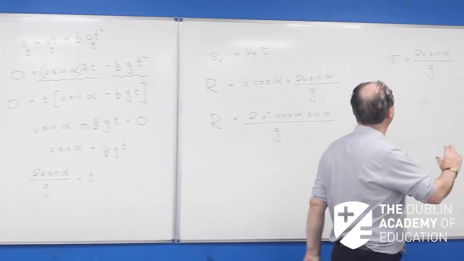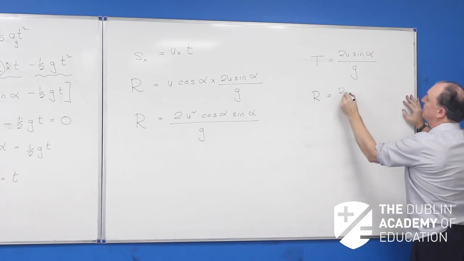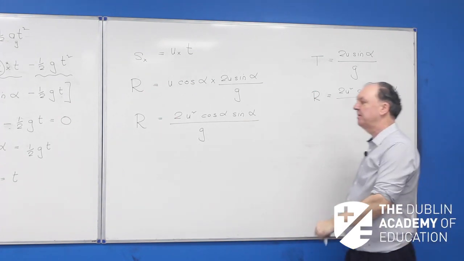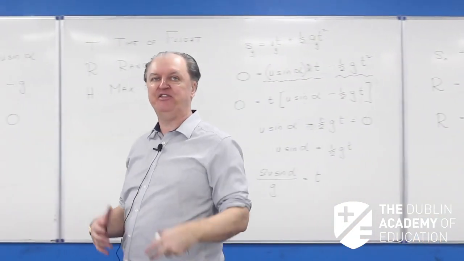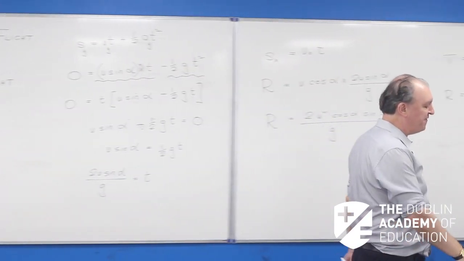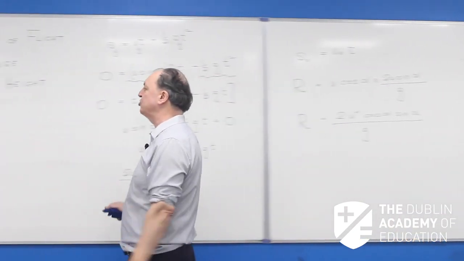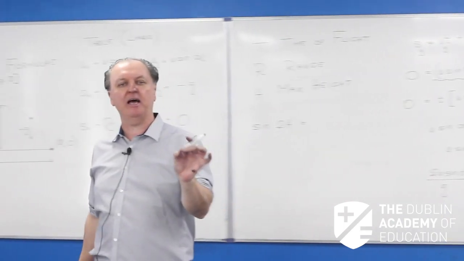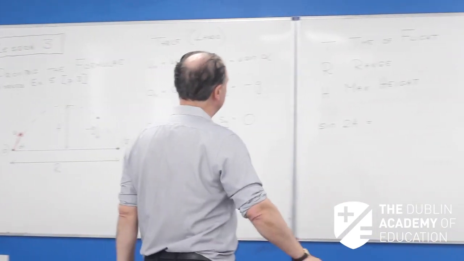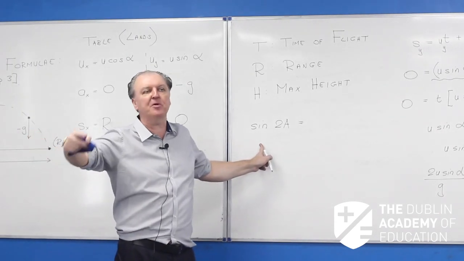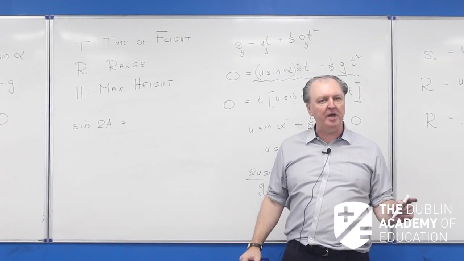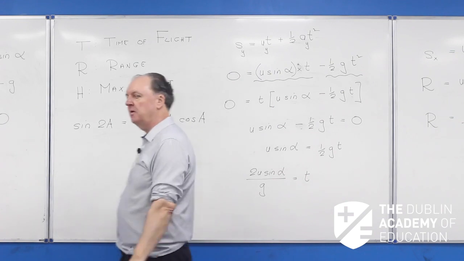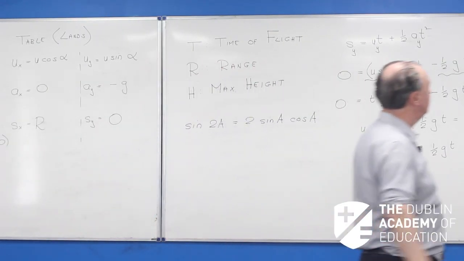Let me write that down with my list of formulae here. R is equal to 2u squared cos alpha sine alpha divided by g. Now, sometimes we want that in a slightly different format. I'm going to use a formula from trigonometry, the sine of 2a. Instead of the angle being a single angle, the angle is a double angle or a multiple angle. Now, in your table book, you have to do this and prove this in maths anyway. I'm not going to prove it here. But in your table book, it tells you that sine 2a can also be written as 2 sine a by cos a. We're going to use that to change that formula to a slightly different format.